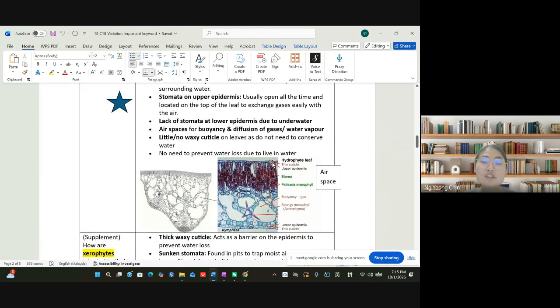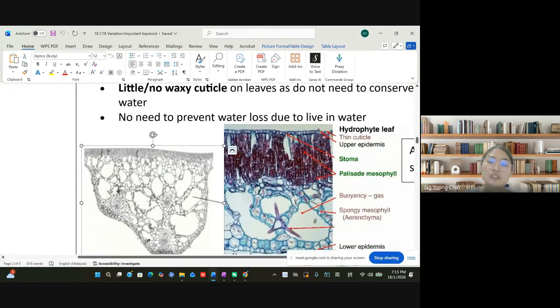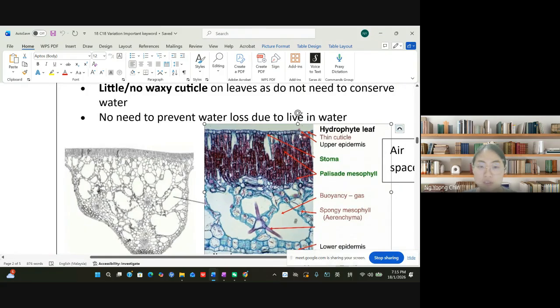So a hydrophyte usually looks like this, right? Their structure has a very thin cuticle on the upper epidermis. And then there are stomata located on the upper epidermis. And then there is the palisade mesophyll cell. So you can see right here is the palisade mesophyll cell. So that's why, maybe just like the exam asking, you should remember this.